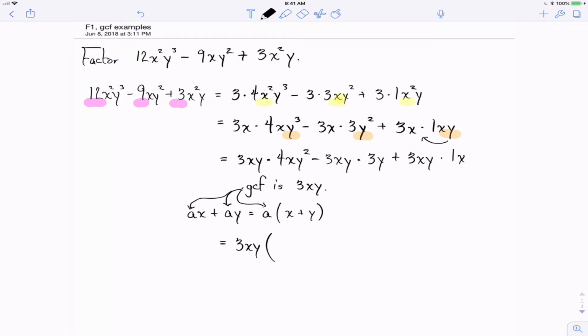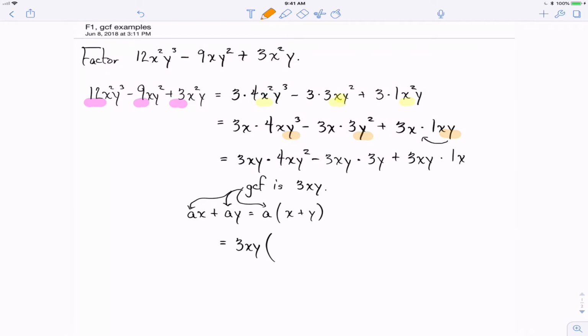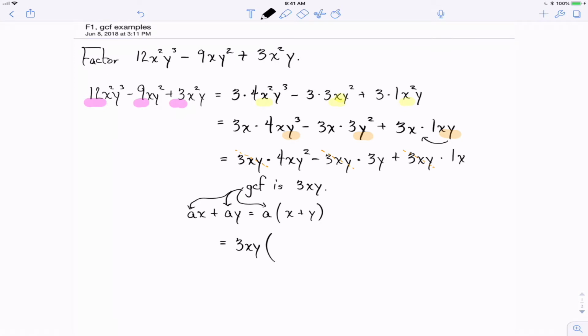Now, I do this a bit reservedly, but think about if I was to take out the 3xy from each term, then I would write exactly what remains. In the first term, I have a 4xy squared. In the second term, I have a minus 3y. And finally, in the third term, I have a 1x. But remember, we said that 1x is usually more simply written as x. And that is factoring that polynomial.